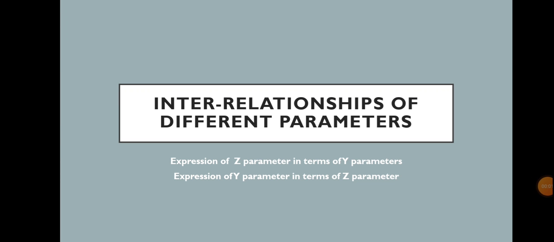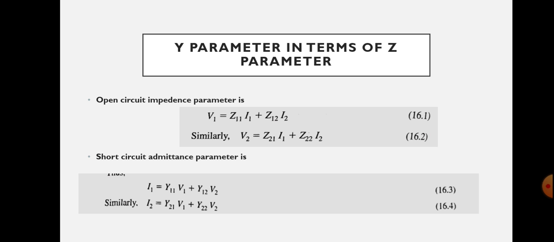In this session, we will discuss the interrelationships of different parameter sets. We have discussed a set of parameters: y, z, a, b, c, d, and now we will discuss the interrelationships of this parameter set. In this video session, we will discuss the interrelationship of the z parameter with the y parameter. Let us see, first of all, the y parameter in terms of the z parameter.